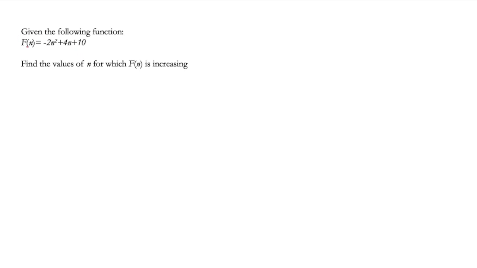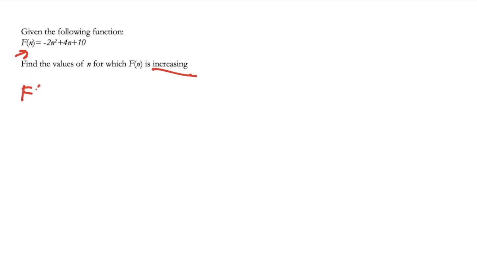Exercise so that you understand better the concept of derivative. Given the following function, f(n) equivalent to minus 2n squared plus 4n plus 10. Find the values of n for which f(n) is increasing. f(n) means this function is increasing. How do you know whether it's increasing or decreasing? Increasing means what? Upsloping. Decreasing means what? Downsloping, isn't it? In order to do this, remember when I told you to draw graph and whatnot, increasing, decreasing, upsloping, downsloping relates with the first derivative of the function. So that means in order to find it, you have to calculate the first derivative of this function with respect to n. So let's do it.